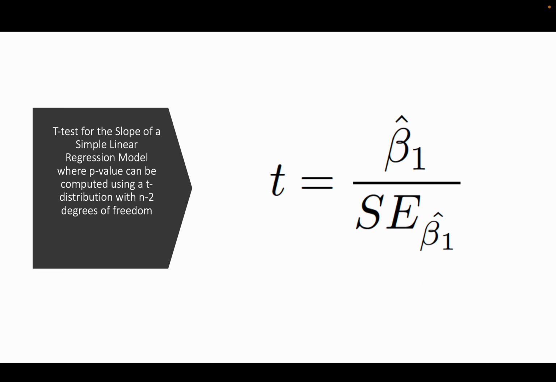To compute the t-test statistic, we can divide the slope estimate by the standard error in the slope estimate, which quantifies the amount of variation in the slope estimate from one random sample to another. After determining the test statistic, we can compute a p-value by referring to a t-distribution with n-2 degrees of freedom, where n is the sample size. I don't show that computation here, but it can easily be computed using statistical software.